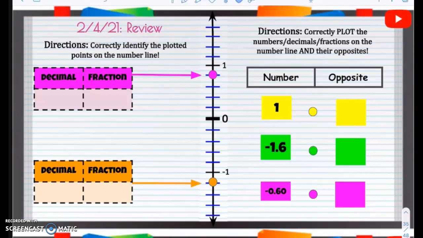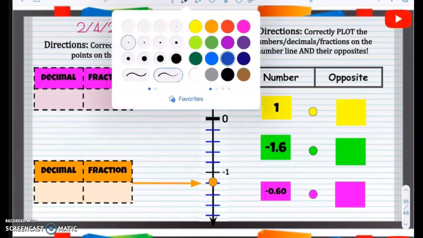Here's our review. We're going to correctly identify the plotted points on the number line to start. So first of all, we do have some missing numbers. I'm going to fill them in. We go from 0 to 1, but how many spaces are in between there? Well, there's 1, 2, 3, 4, 5. So it's split into 5s. So it's split into 5, so that means each piece is going to be a fifth.